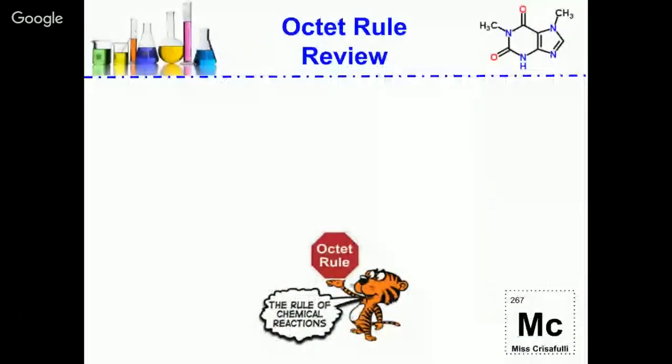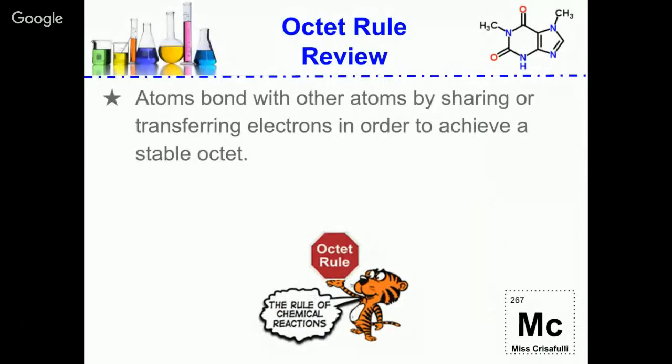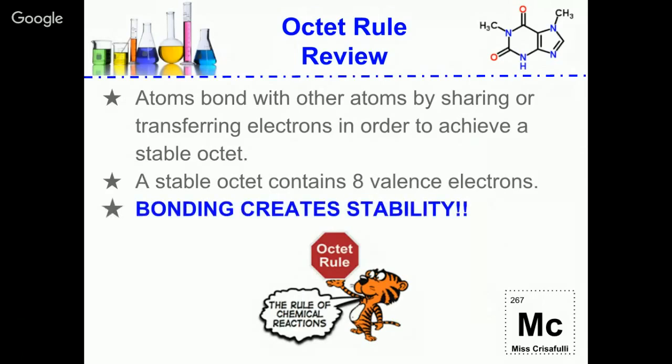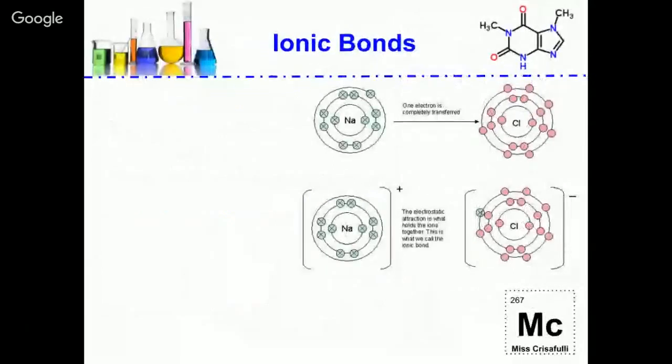Before we talk about the types of bonds there are, we need to review what the octet rule is. Remember, atoms bond with other atoms by either sharing or transferring their electrons in order to achieve what we call a stable octet. A stable octet contains 8 valence electrons, and these bonds are created so that the atom will gain its stability. So the first bond type that we're going to talk about is ionic bonds.